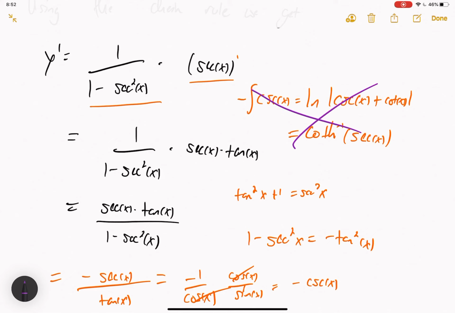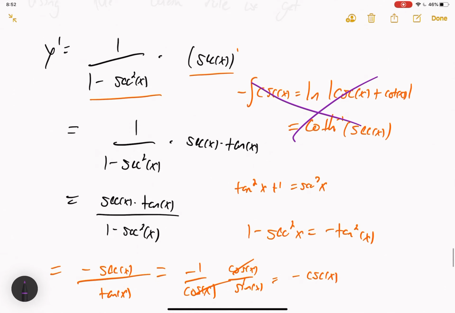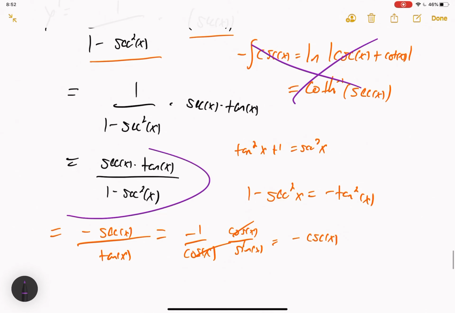You can ignore this real quick. This is just side work that I was doing while I was doing this problem. So the derivative of secant x is just secant tangent. So for a final answer, we get secant of x times tangent of x divided by 1 minus secant squared of x. And all the stuff you see on the side is just me simplifying.